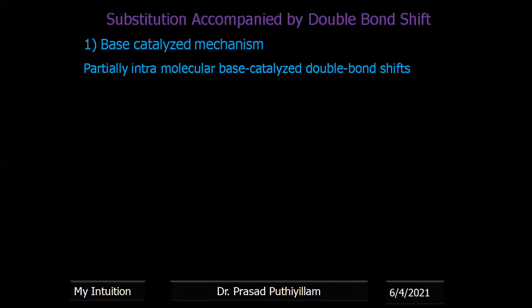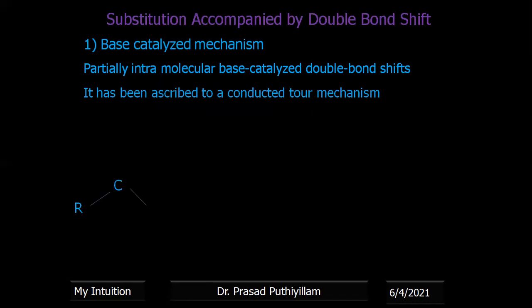Now a partial intramolecular base catalyzed double bond shift is also possible. Intramolecular means within the molecule. Within the molecule, the shift takes place. It is also named as a conducted tour mechanism. A tour, which I'll represent as R-CH=CH-CH2, satisfying the valency of carbon with the hydrogen. One more H is needed there. Okay, so this is attacked by a base.